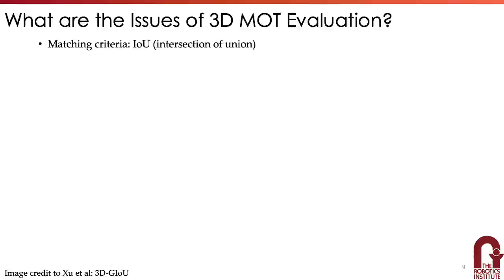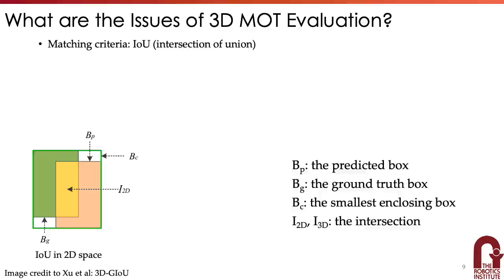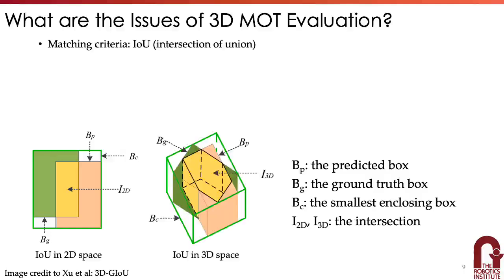So, what are the issues for current 3D MOT evaluation? Let's first look at the common matching criterion, intersection over union, which many of you are familiar with. The intersection over union is used to measure the accuracy of the predicted box with respect to its ground truth. It can be measured in 2D by computing the area on the image plane, or it can be measured in 3D space by computing volume. Both 2D and 3D IoU are useful, but should be used in different cases.